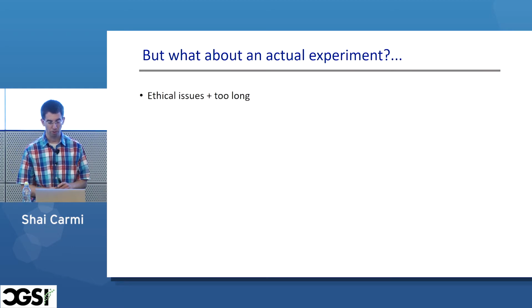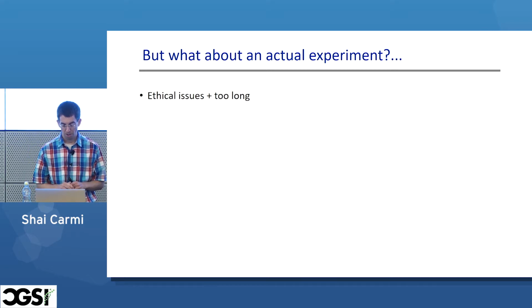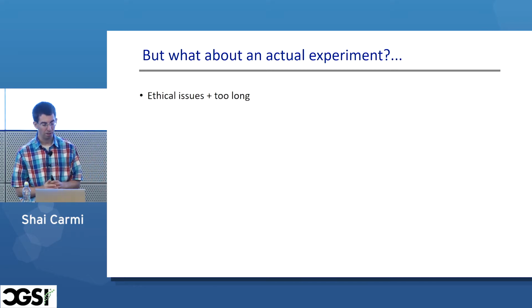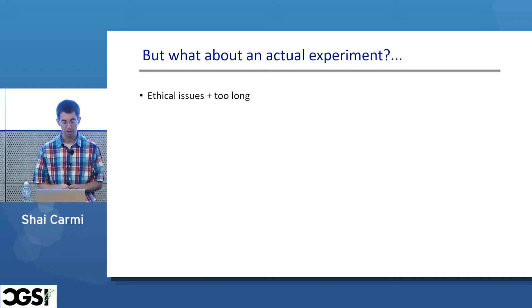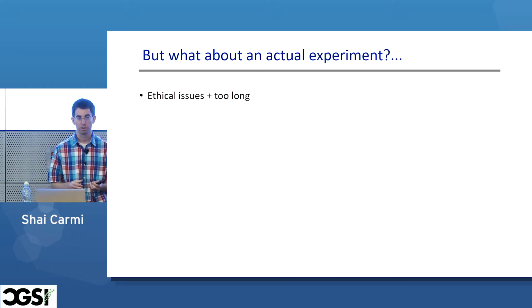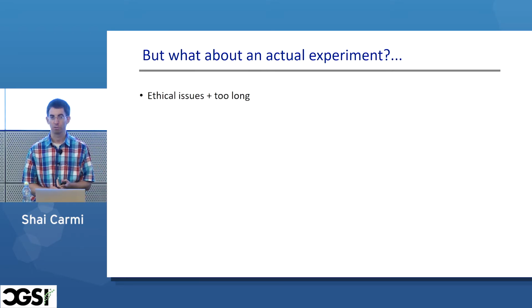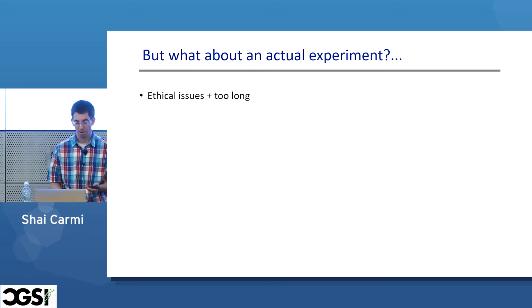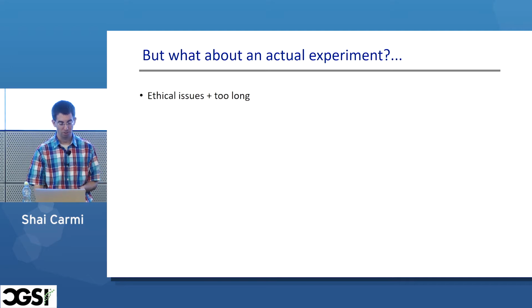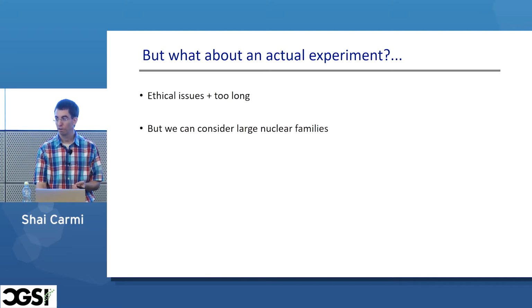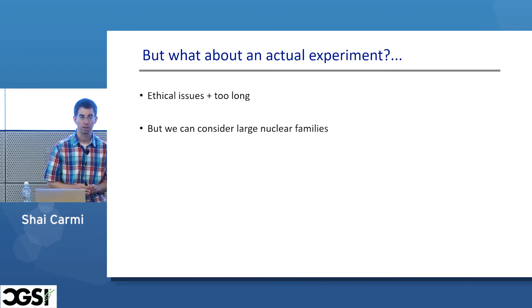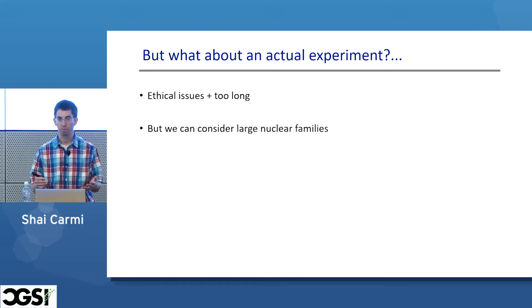So before going on to talk more about limitations and wrapping up, I just want to show one other experiment that we did, which I think is quite interesting. Obviously we cannot do actual experiments because it's unethical and we would have to wait 30 years until we get the final height. So we took advantage of large nuclear families. Instead of generating 20 embryos, we look at families with 20 children.